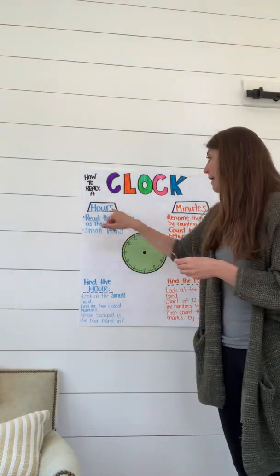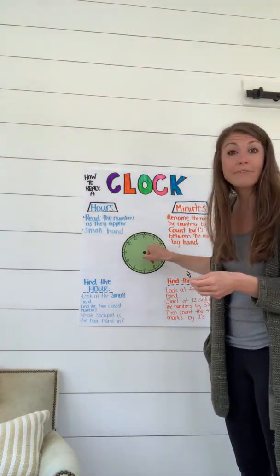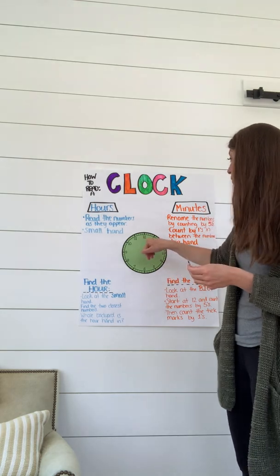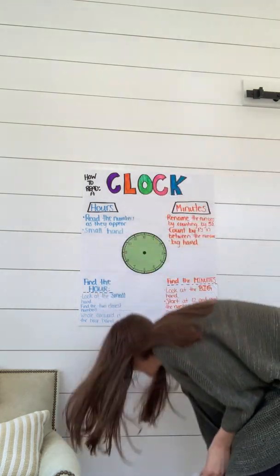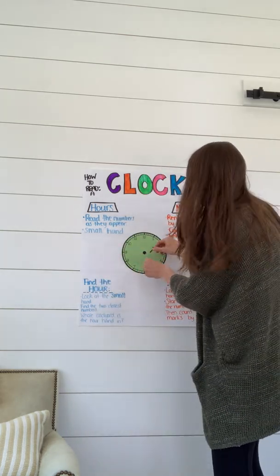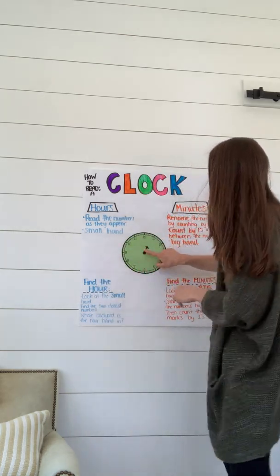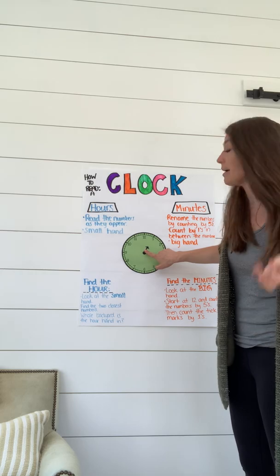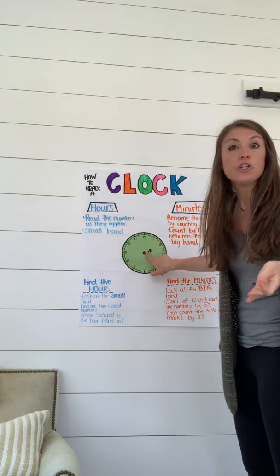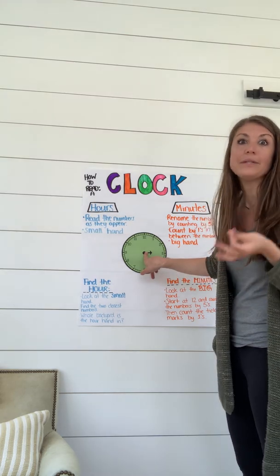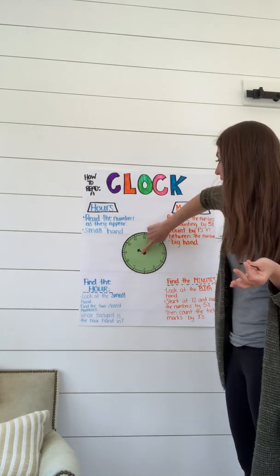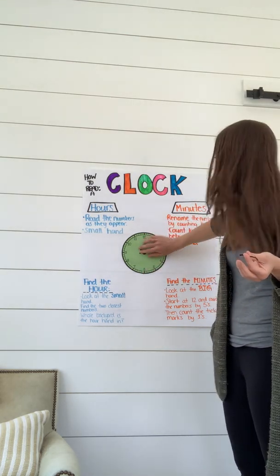So I know that when I'm reading hours, I'm going to read them as they appear. So if my hour hand is at 1 o'clock, then I would say 1 o'clock. If my hour hand is at 2 o'clock, I would say 2. If my hour hand is at the 3, I would say 3 o'clock. If it's at the 10, I would say 10 o'clock, okay?